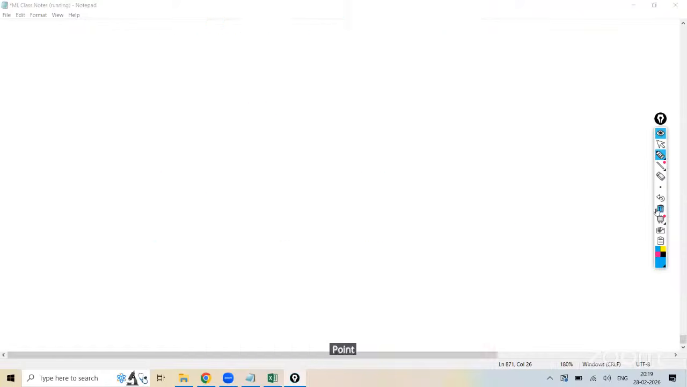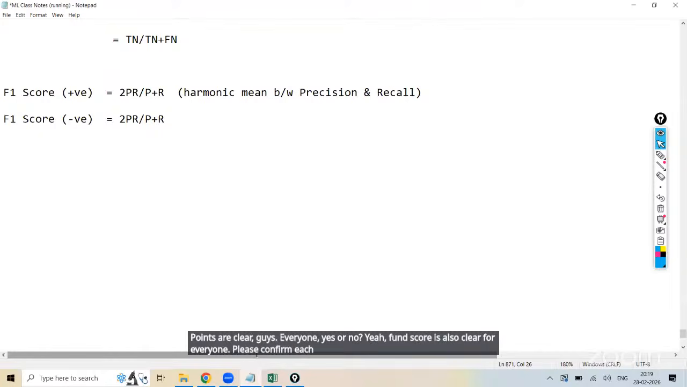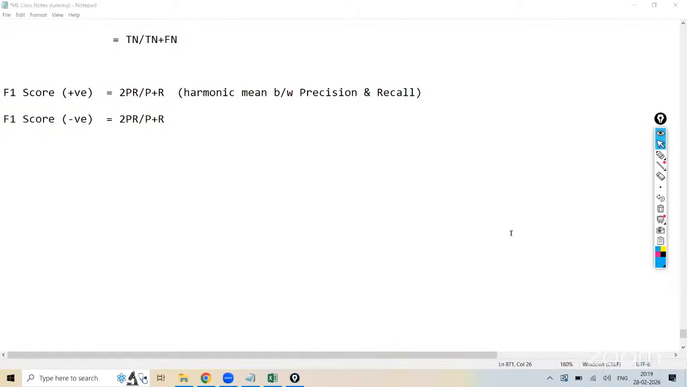Are the points clear, guys? Everyone? Yes or no? F1 score is also clear for everyone? Please confirm. Each and every student, please confirm. If anyone has any questions, please ask. What questions are you having till now?